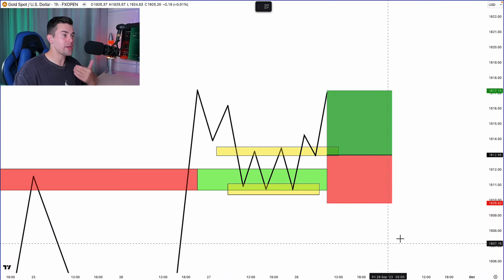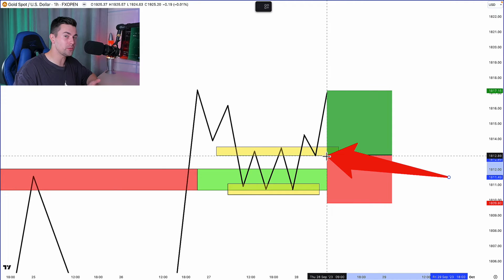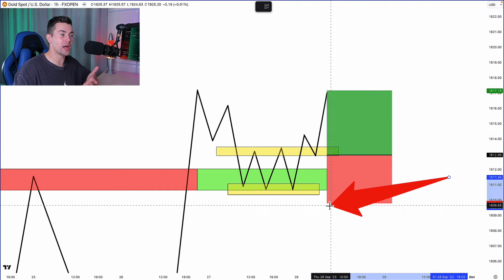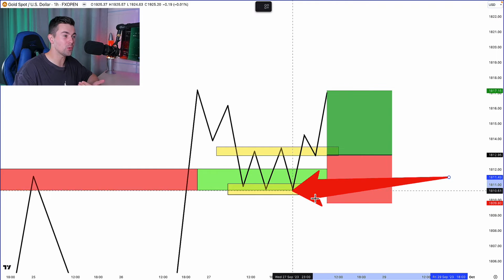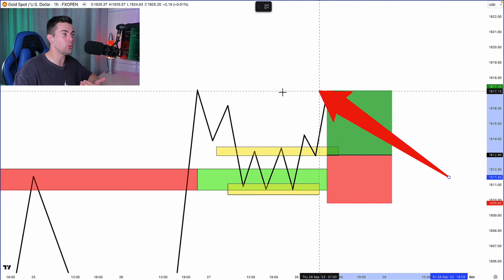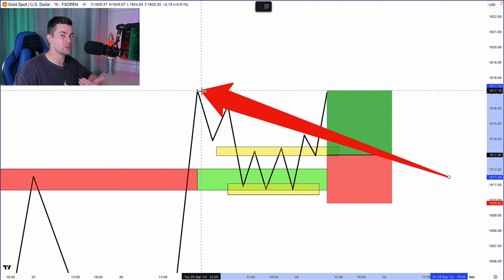So your safe entry will be on a retest of a broken resistance of the range, stop loss will lie below the lows of the range, and your target the local structure high.